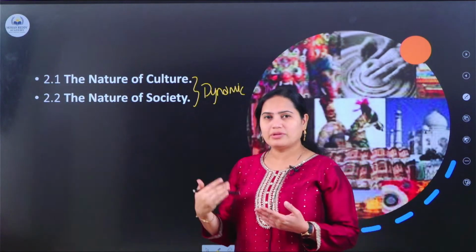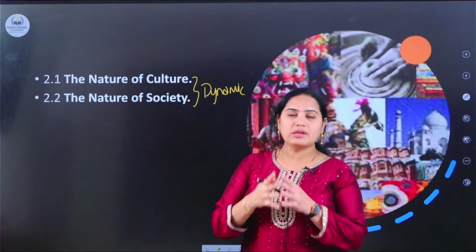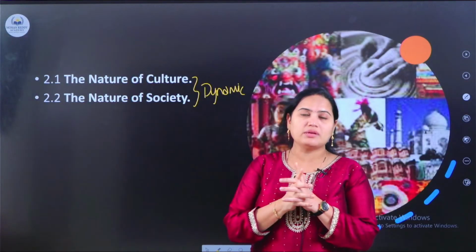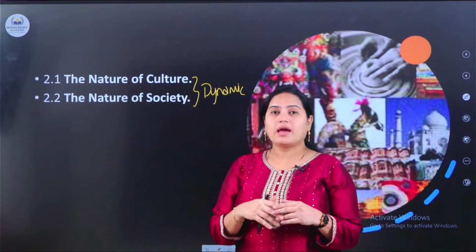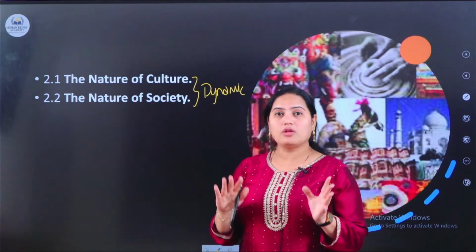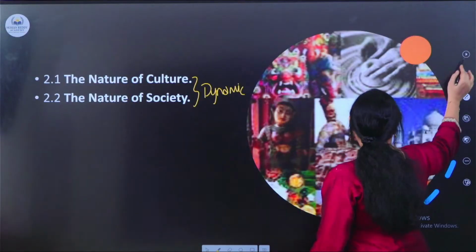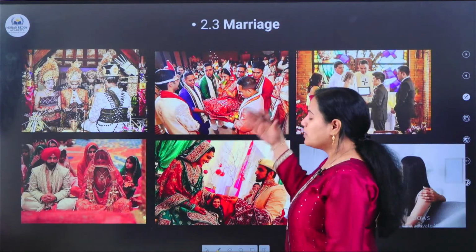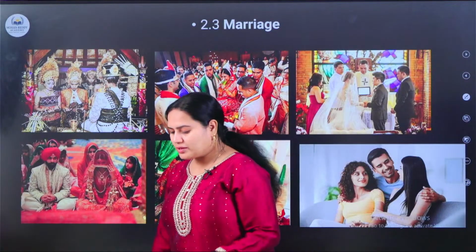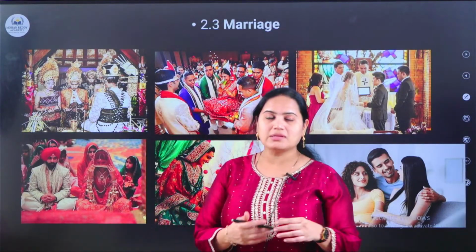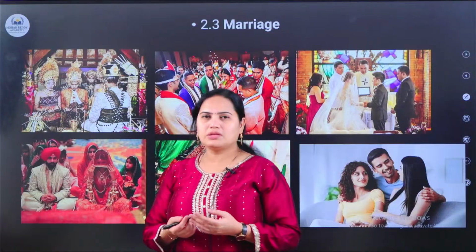It can be regressive, it can be progressive. So we will understand the traits which are present in culture as well as society and why it is dynamic, and we will study lots and lots of case studies here. So from here our socio-cultural anthropology starts in a large way. And 2.3 talks about marriage. We all must have witnessed at least one type of marriage in our life.